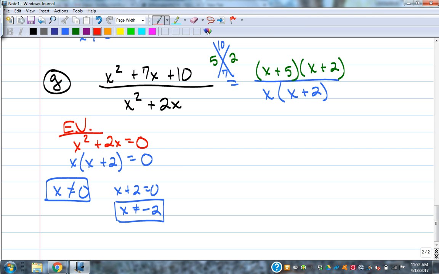What cancels? The matching factor of x plus 2 on top and bottom cancel each other out. Yeah, x plus 5 over just x. And remember, we cannot cancel this x because it's tied to the plus 5. Got to cancel the whole factor if you're going to cancel it, if it's tied together with addition or subtraction. All right, so kind of pulling some factoring back in.